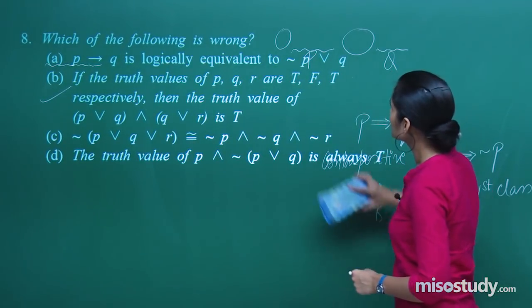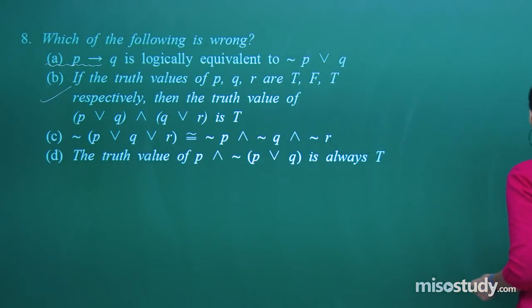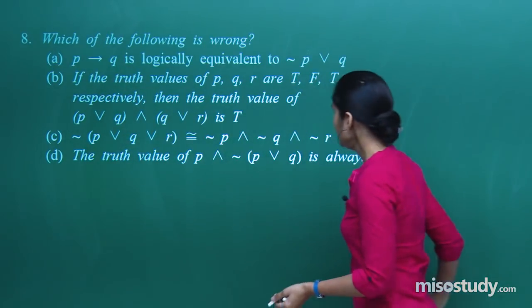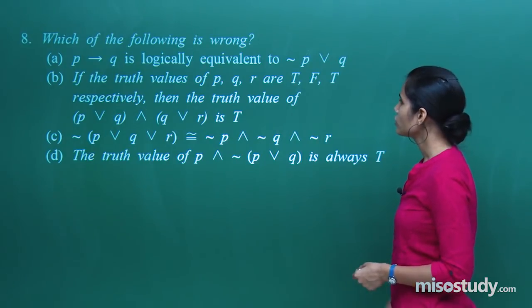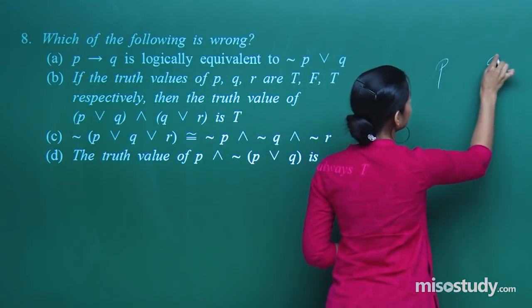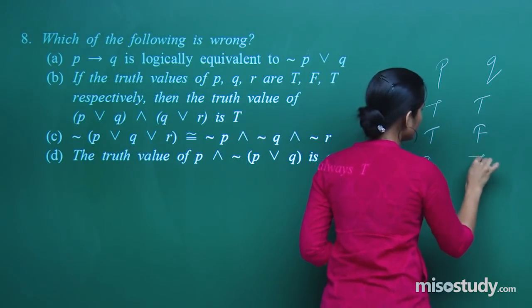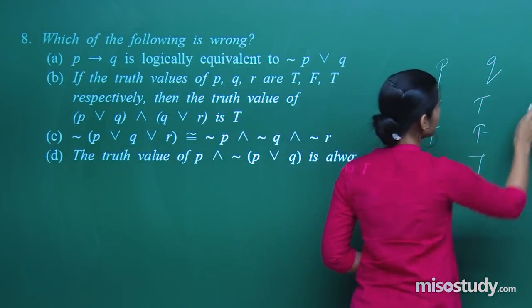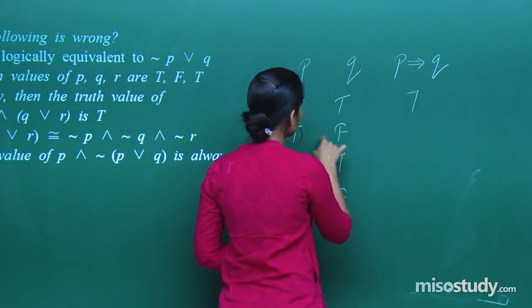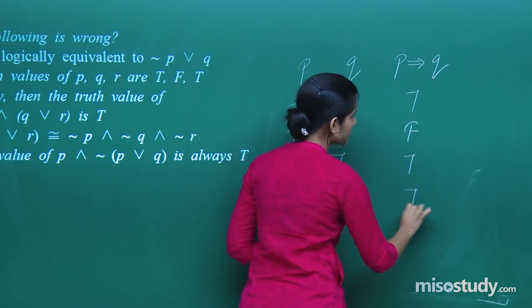Which of the following is wrong? So this time the drill is I have to tick the wrong one, not the right one. Just now I told you that P implies Q is logically equivalent to not P or Q. If you don't believe me, you can check this out. This is P, this is Q. True, true, true, false, false, true, false, false. P implies Q we just drew: true implies true is true, true implies false is false, false implies true is true, false implies false is true.